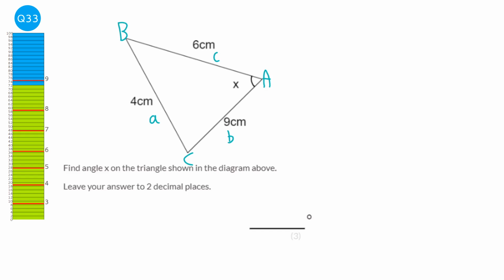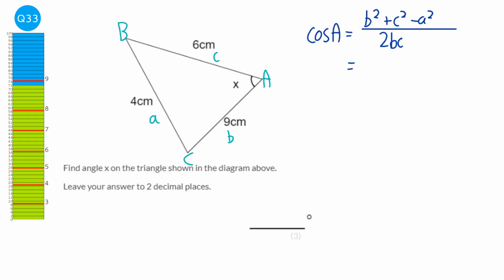So the cosine rule I'm going to use is cos A equals b squared plus c squared minus a squared over 2bc. And all that is, if you don't know what this formula is, it's just a rearranged variant of a squared equals.